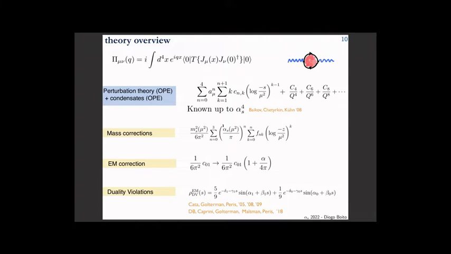Then we have also to include the OPE condensates, and here we have to consider mass corrections. I'm pretty sure that all talks before me didn't include the mass corrections because they're tiny for up and down, but for the strange quark, you have to include them, and this is known up to alpha S to the third. Then there is an electromagnetic correction. This is very small, but we add the leading one. And then there are the duality violations, which are essentially what Santi showed before. There is some difference here, so I'm going to discuss just a little bit about perturbation theory and a little bit about duality violations in more detail, but it's going to be very short.